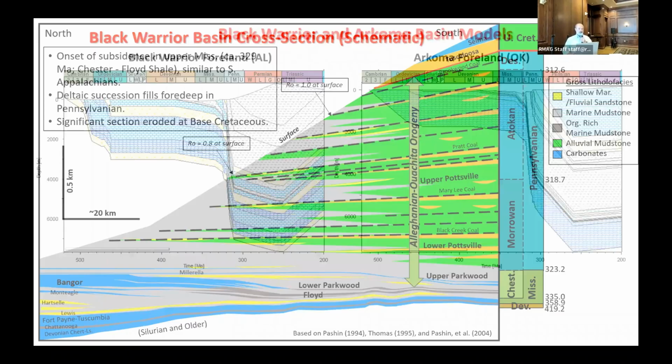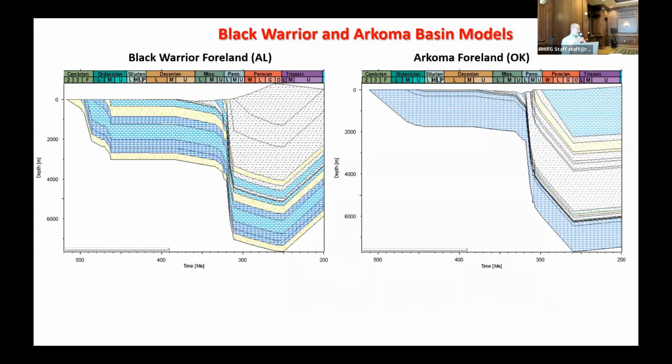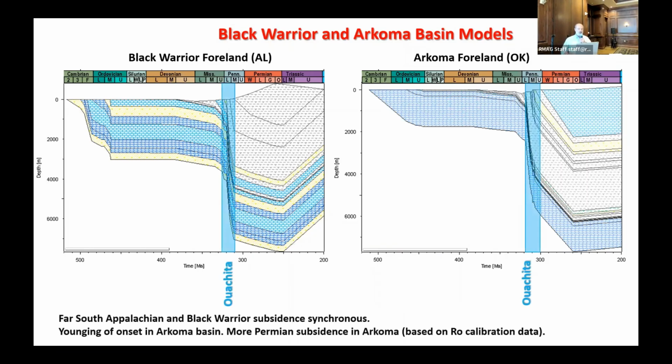And we can take the Black Warrior. It's got very similar timing to the southern Appalachians, where we saw that early Alleghenian event, which also started in the Mississippian. So the Black Warrior looks like a continuation of the southern Appalachians that we saw in Kentucky and Tennessee. Take it to the Arkoma, and the Arkoma is younger. It doesn't really start going until Morrowan time. So very different in terms of timing.